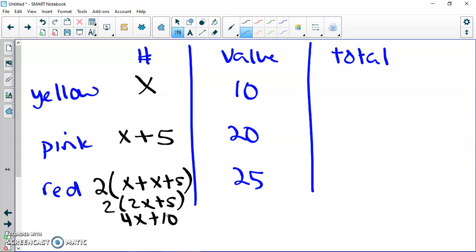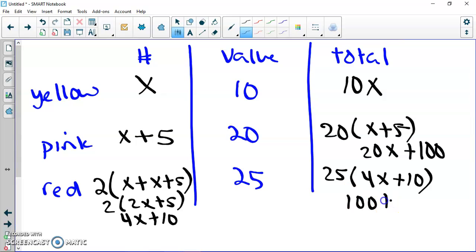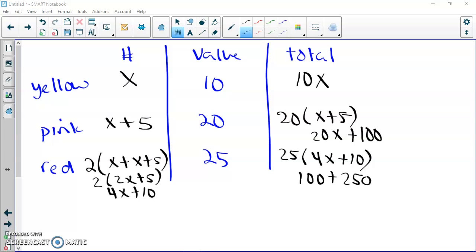All right, so total. The total value of your yellow ones is the value times the number. So this would be 10x. This one would be 20 times x plus 5, 20x plus 100. Then this one will be 25 times 4x plus 10, or 100x plus 250. Was running out of room. The total worth of all the bulbs together is $133.50. Since these three were all cents and I didn't put a decimal, I'm not going to put the decimal for the dollars here.